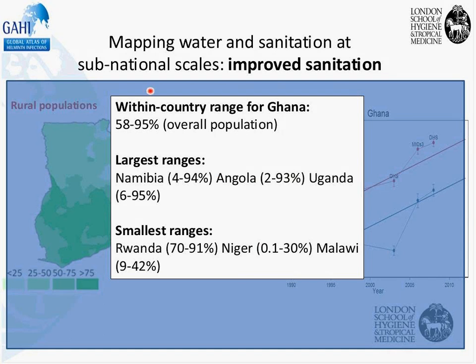So this is very powerful if you're wanting to advocate for targeted programs within countries. If you have this sort of data, you can make a much stronger case for the need to target these low-covered populations to increase equality and access.